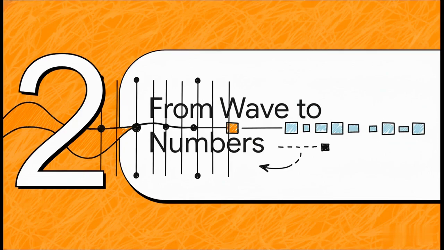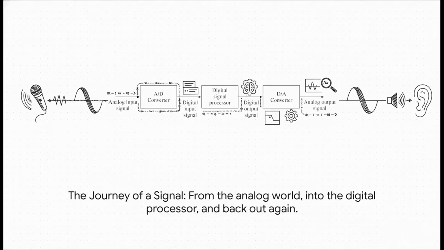How do you take a smooth, continuous wave and turn it into a list of numbers that a machine can actually read? Well, let's follow a signal and see what its journey looks like. This diagram here shows the entire trip. So over on the left, you've got an analog signal. Let's say it's your voice going into a mic. First, it hits an analog to digital converter, the AD box. That's where it gets chopped up into numbers.